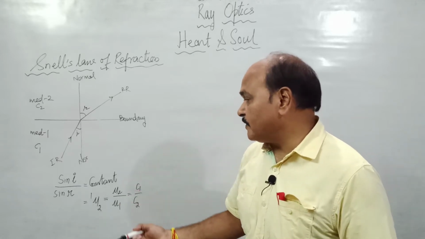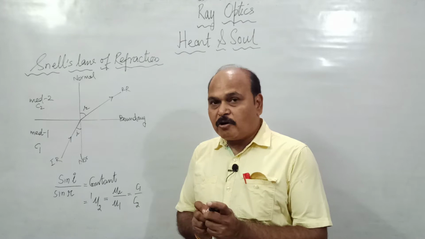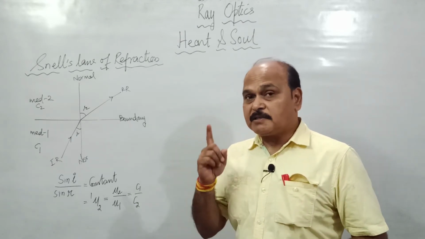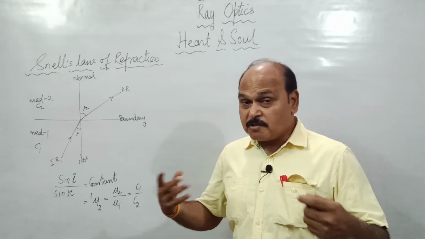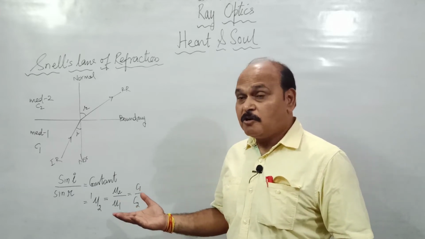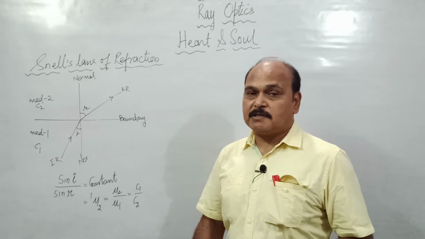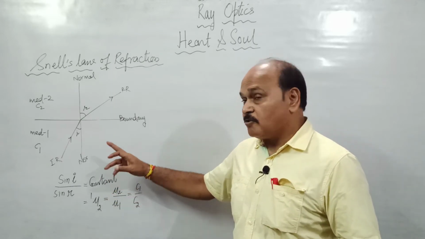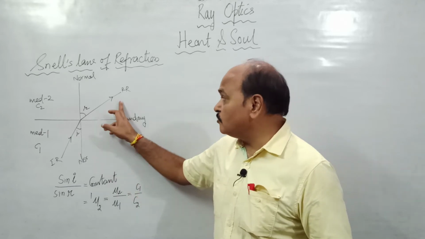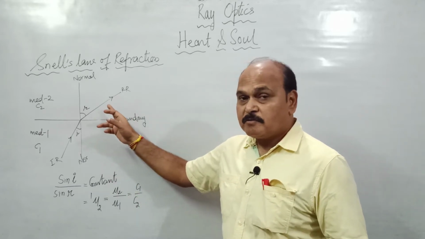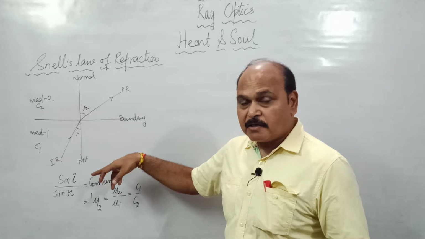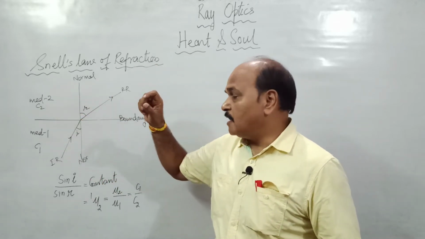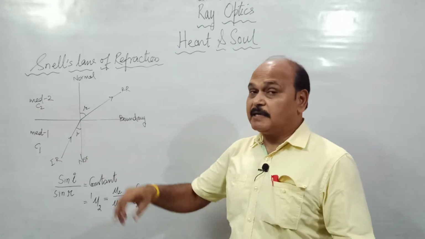So, Snell's law of refraction says that the ratio of sine of angle of incidence to sine of angle of refraction is constant. But what is more important at this stage is to know very thoroughly about this constant. This constant is read as the refractive index of medium 2 with respect to medium 1. What is medium 2? Medium 2 is the medium of the refracted ray and medium 1 is the medium of the incident ray.